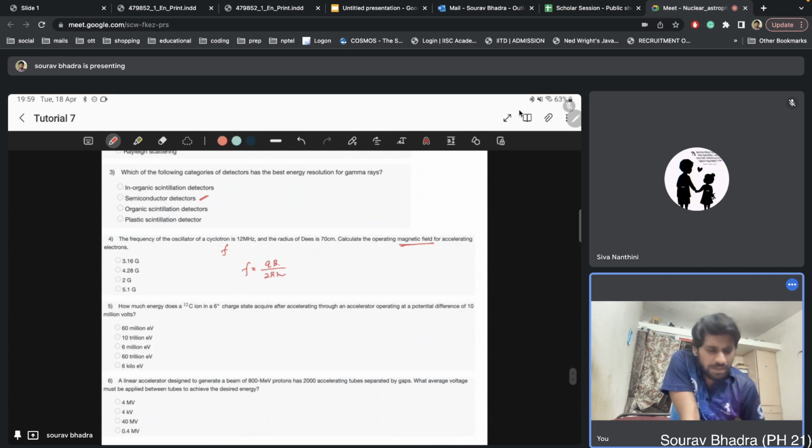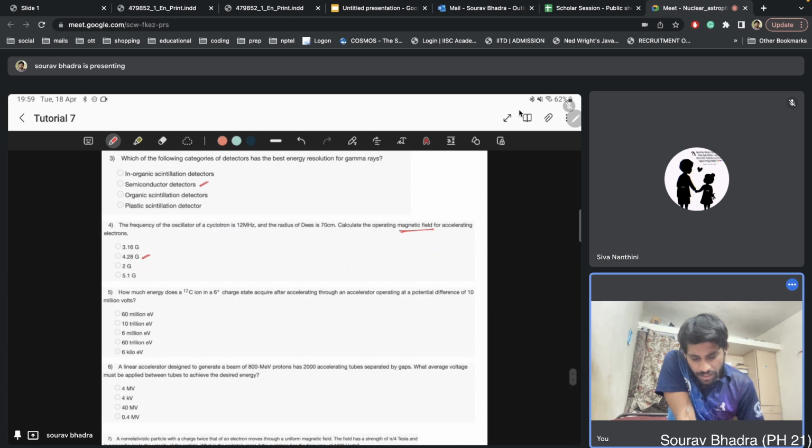Today it is almost 8, so I will do it in the next class, line by line, how to solve this. Otherwise you can do it by yourself. You will get the result as 4.28 kGauss. I will do it later.